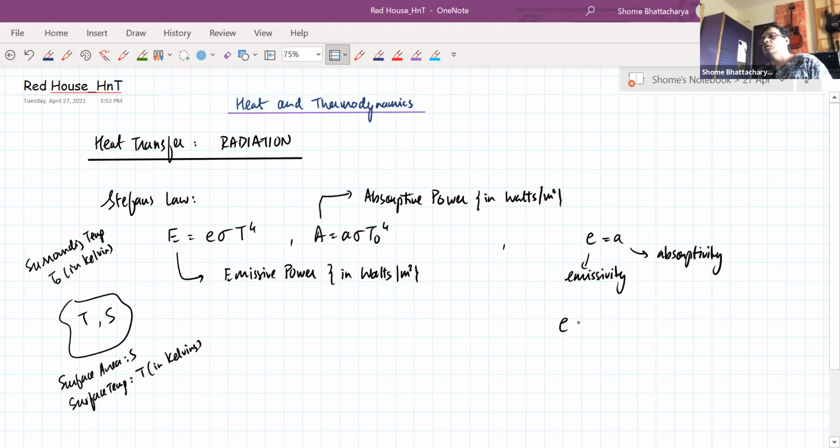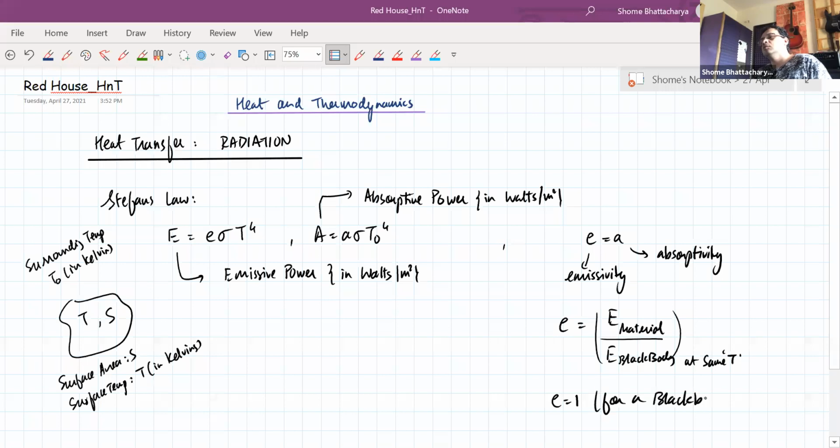So e for any material is E for that particular material with respect to E for a black body at the same temperature. So e is equal to 1 for a perfect black body, whereas e will be between 0 and 1 for all known materials.